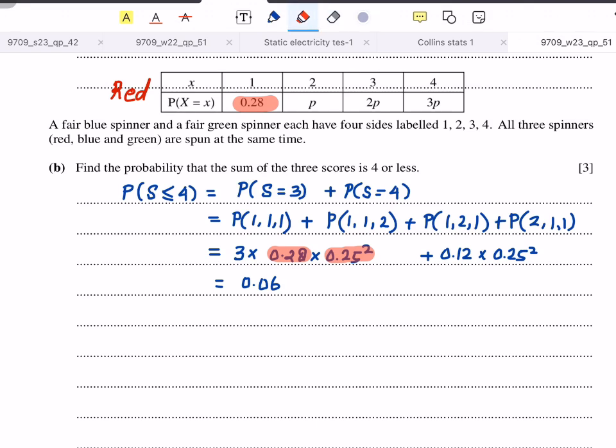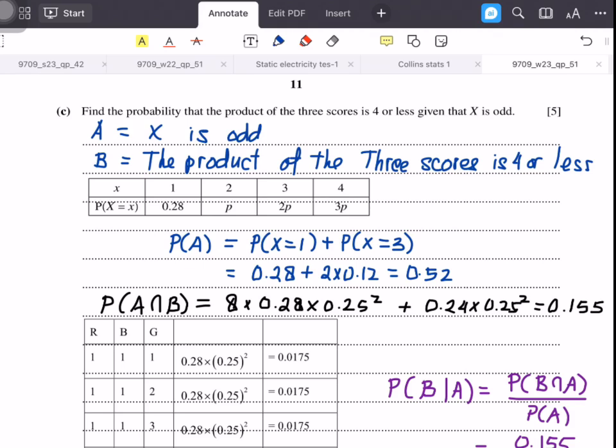And then for the last one, probability 2, 1, 1, probability 2 here, as we have found in our previous answer, the value of P is 0.12. So probability 211 is 0.12 times 0.25 squared. The answer is 0.06.